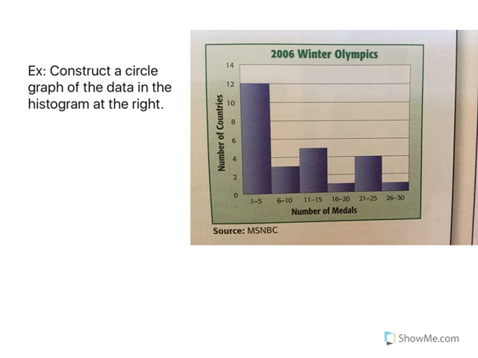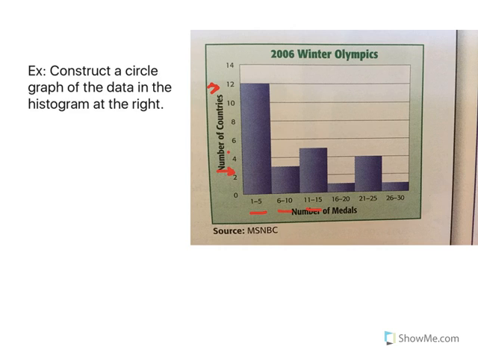Okay, so Winter Olympics, so that's 2006. So we're looking at the number of medals versus the number of countries. So we can interpret it here as, countries that received 1 to 5 medals was 12. Countries that received 6 to 10 medals was about 3. Countries that received 11 to 15 medals was about 5, and so on. So that's how we can interpret that graph.